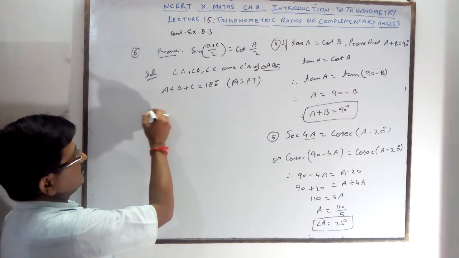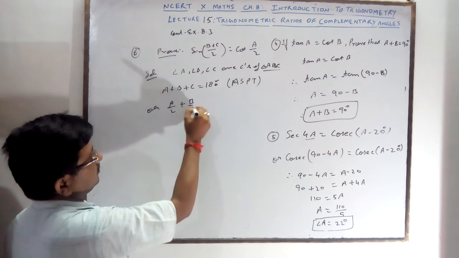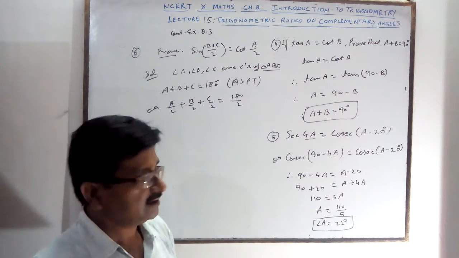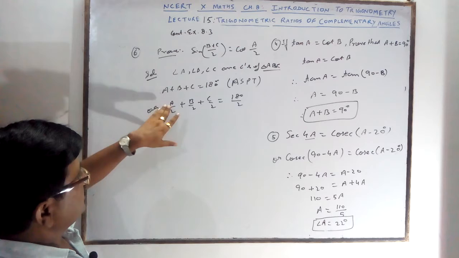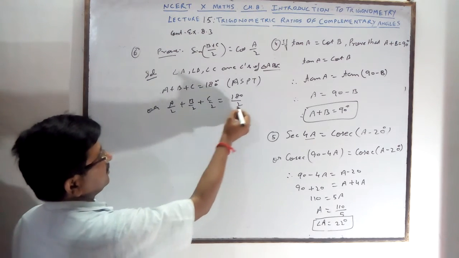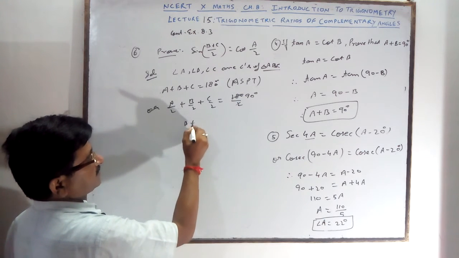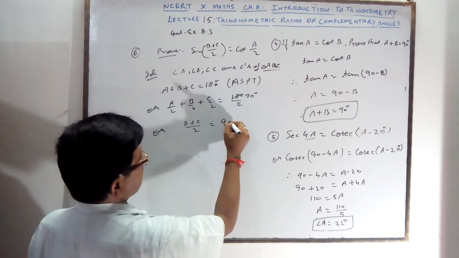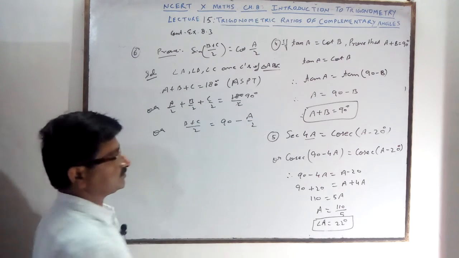Take half of it. You can write half angles, A by 2, B by 2, C by 2, is also equal to 180 by 2, by Euclid's geometry that you have seen in class 9. Half of the equals are also equal. So here you are getting 90 degrees. B plus C by 2 is equal to 90 minus A by 2, taking A by 2 to the other side.